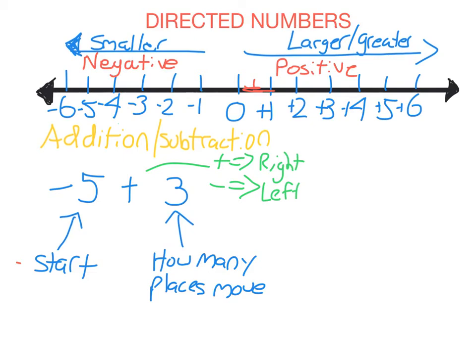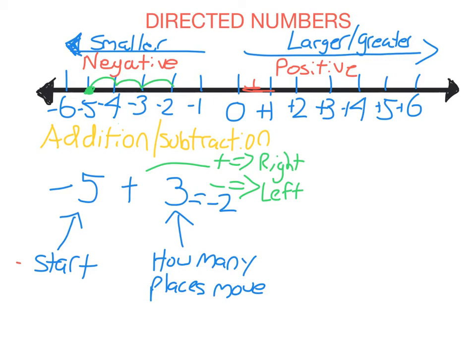So -5 plus 3 means start at -5. We want to move 3 spots because the second number is 3. So because it is -5 plus 3, we want to move 3 spots to the right. So we go 1 spot, 2 spots, 3 to the right, and we end up with -5 plus 3 is -2. Our answer is where we ended up.